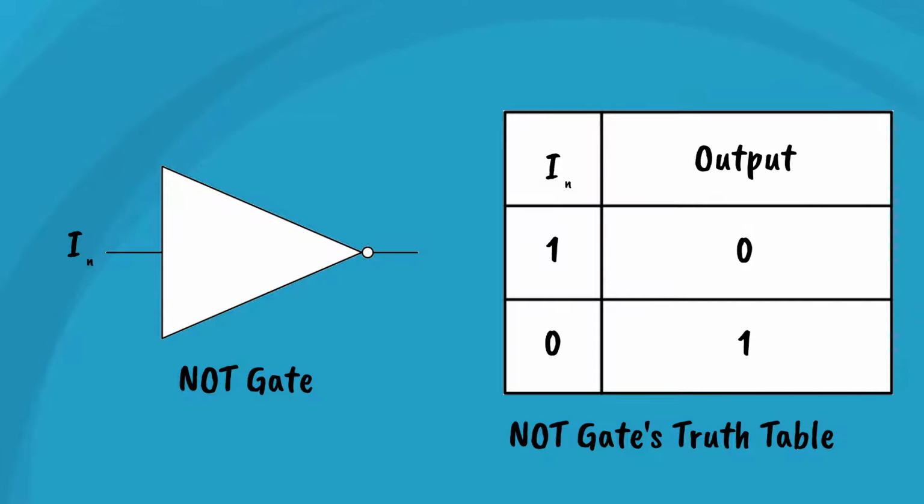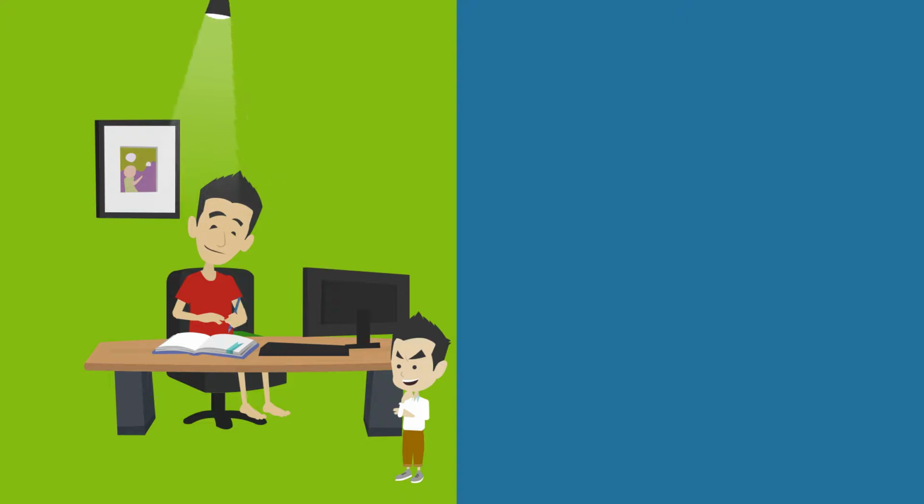As we said before, this means that if its input signal was high or true, its output signal will be low or false. Of course, the converse is true. If its input signal was low or false, its output signal will be high. It's kind of like that annoying little brother.